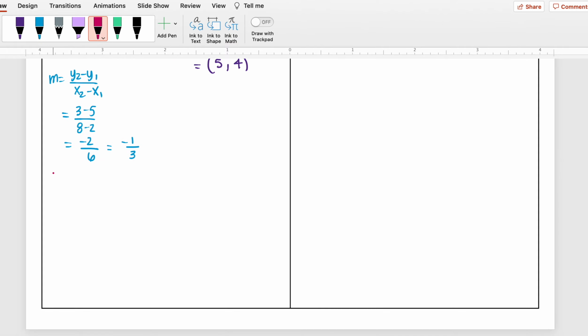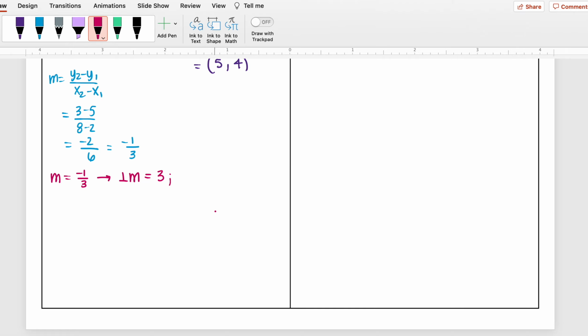And now I need to find my perpendicular slope. So I have m is equal to negative 1/3. I know that my perpendicular slope is going to be the opposite sign. So since this one's negative, my perpendicular slope is going to be positive. And then I need to take the reciprocal of it. So 1/3 becomes 3/1, or in other words, just 3.